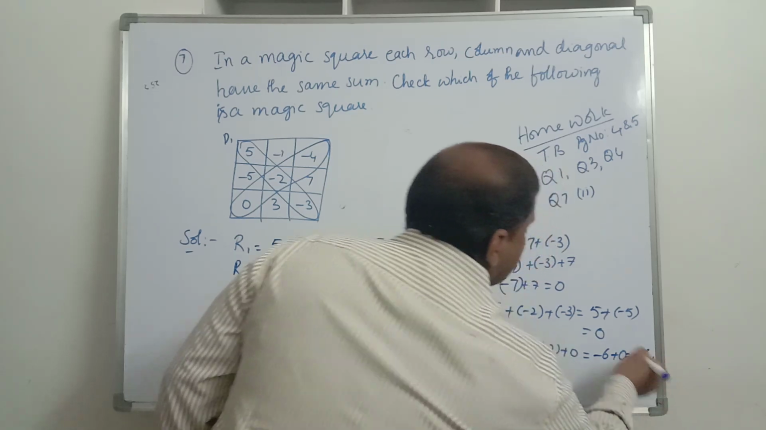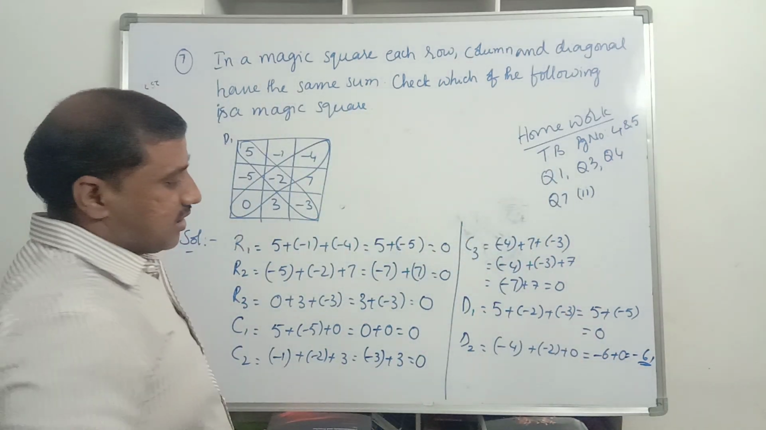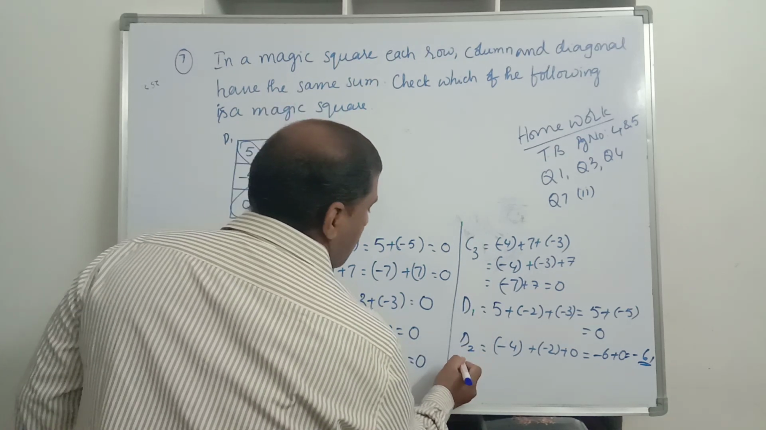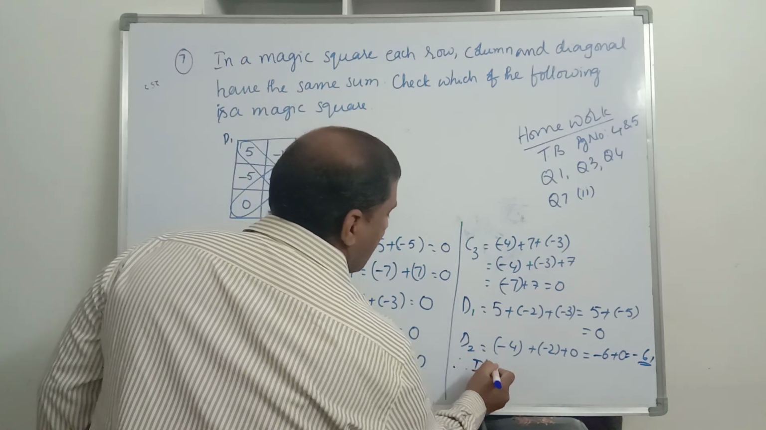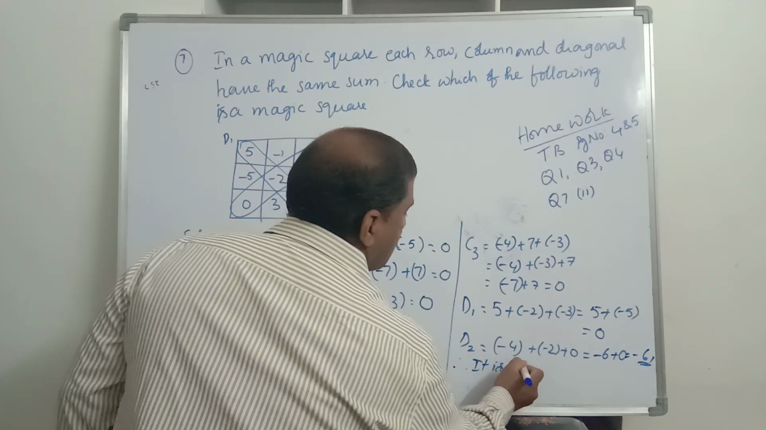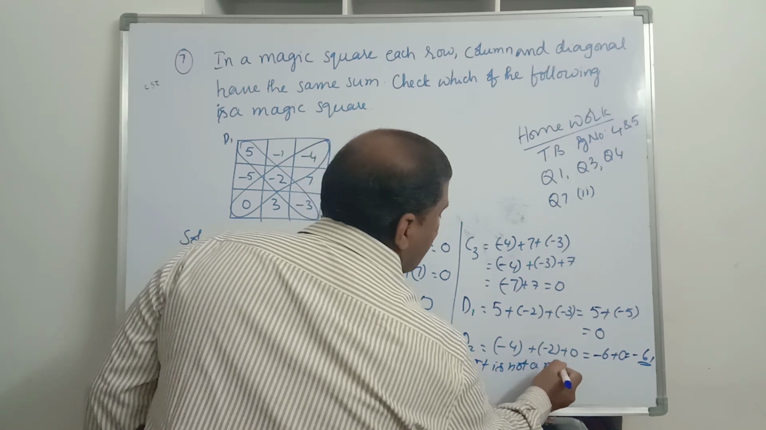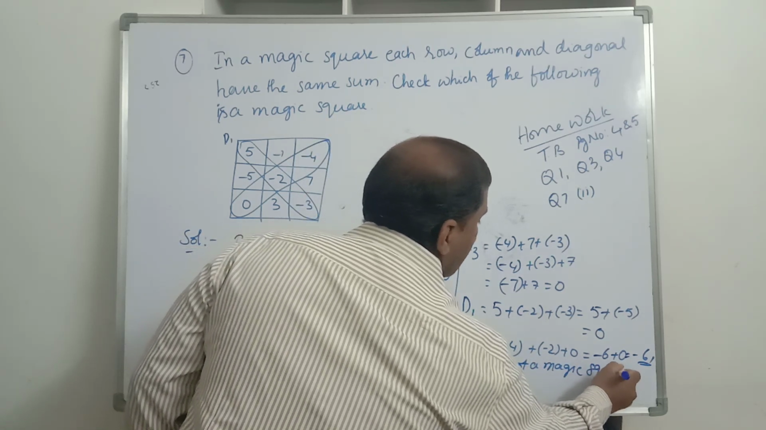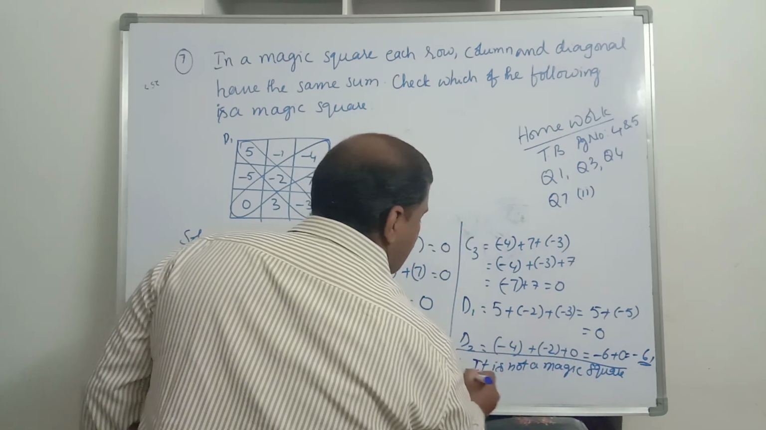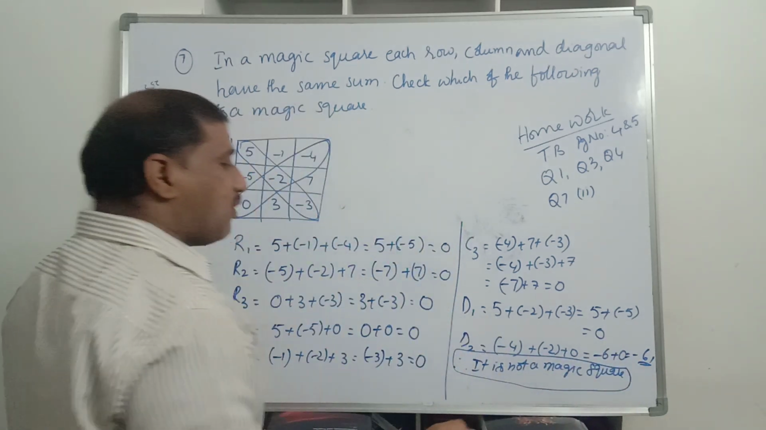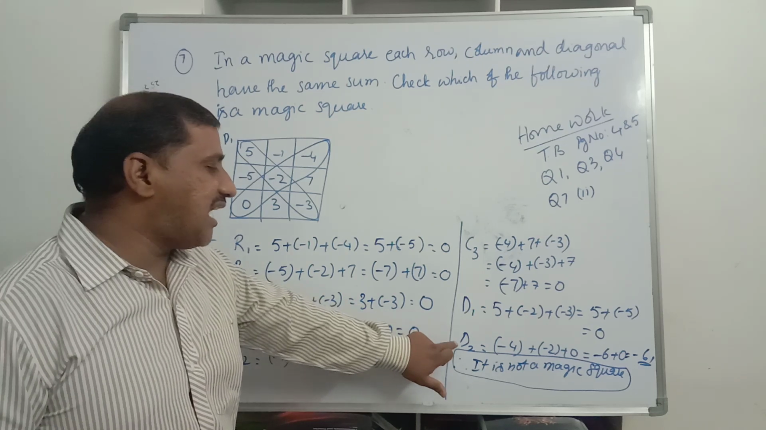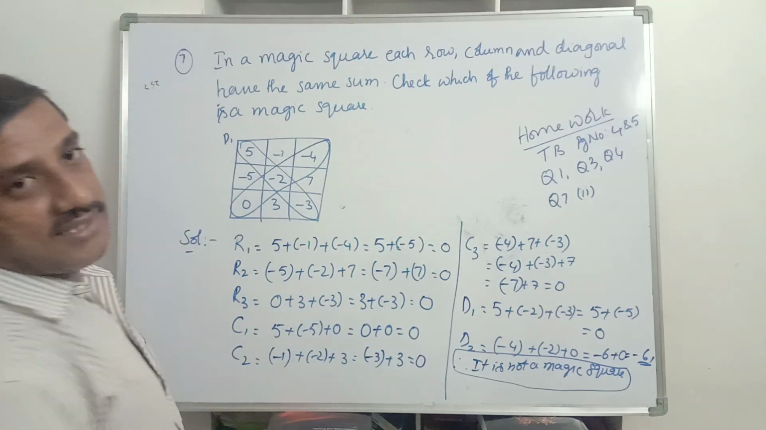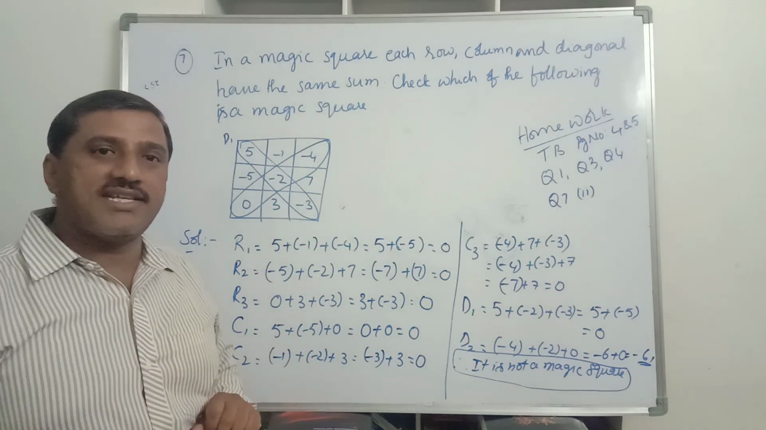Now this -6 is not equal to 0. Therefore it is not a magic square. Why is it not a magic square? Because all the sums are equal, that is 0 we got, except diagonal D2. Diagonal D2 we got -6. Hence it is not a magic square.